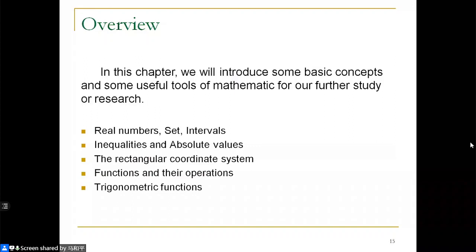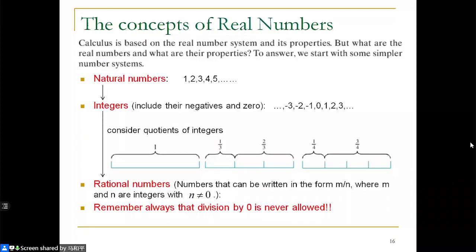Calculus is based on the real number system and its properties. But what are the real numbers and what are their properties? To answer, we start with some similar number systems, beginning with natural numbers. Do you know natural numbers? Did you learn it before? For example, 1, 2, 3, 4, 5, 6, and so on.